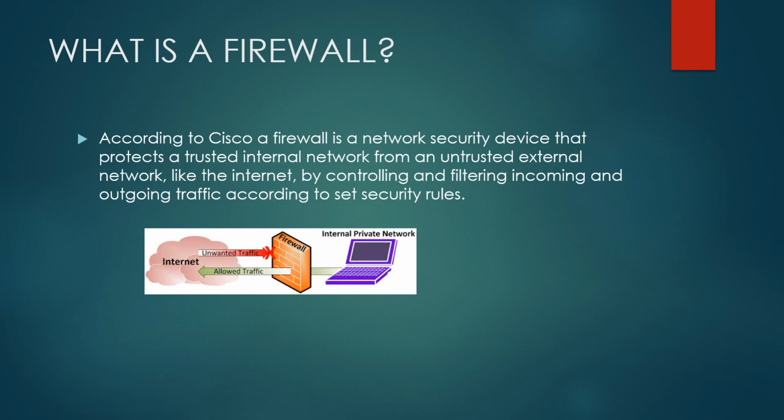Then we also have a firewall. What is a firewall? According to Cisco, a firewall is a network security device that protects a trusted internal network from an untrusted external network, like the internet, by controlling and filtering incoming and outgoing traffic according to a set of security rules. So a firewall essentially is the barrier between the internal computer and the public internet.